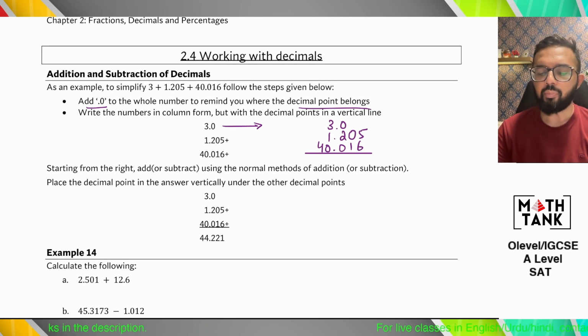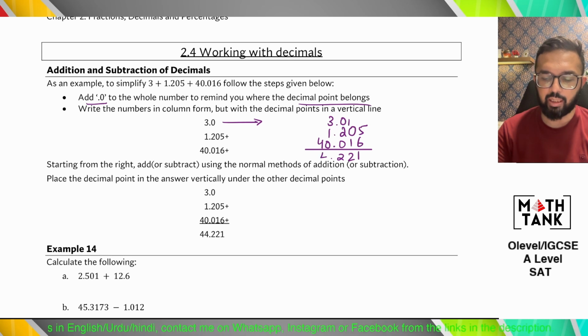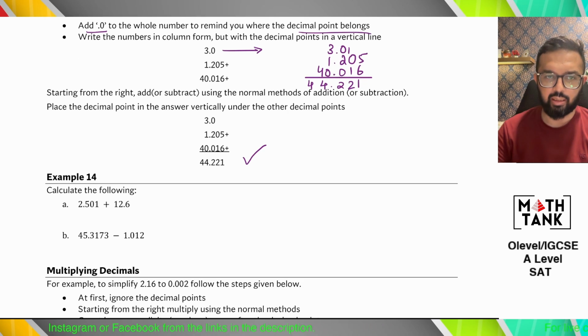So 6 and 5 add up to 11. You carry 1. That adds up to 2. 1 and 1, 2. That adds up to another 2. 0 plus 2 plus 0. Then 3 plus 1 adds up to 4, and then 4, so 44. This is shown to you here as well. You can see the calculation.